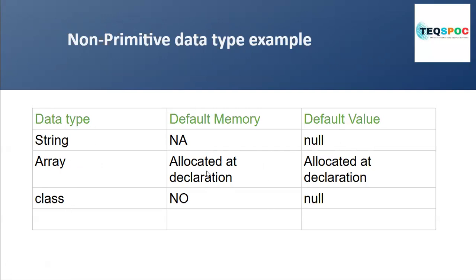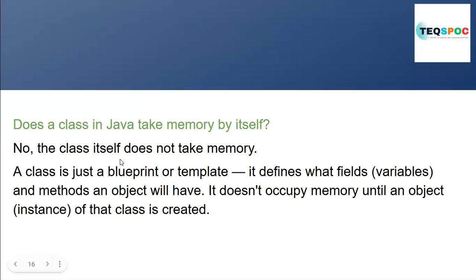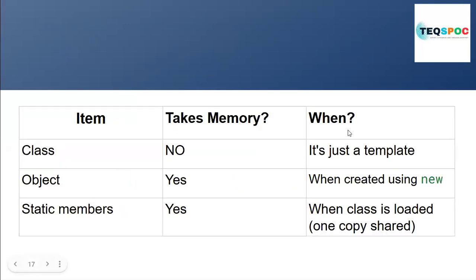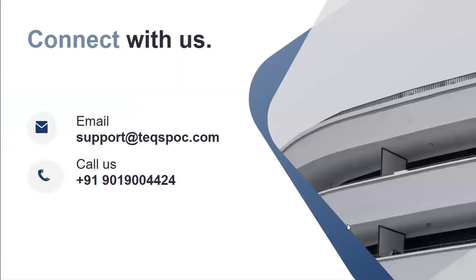Then class: we have shown theoretically and practically why a class does not take any memory. Like a class, it takes no memory because it is just a template for objects. Static members also take memory, because when the class is loaded, static members are created in class memory, and when the class is loaded they occupy space. That's why static members also take memory.